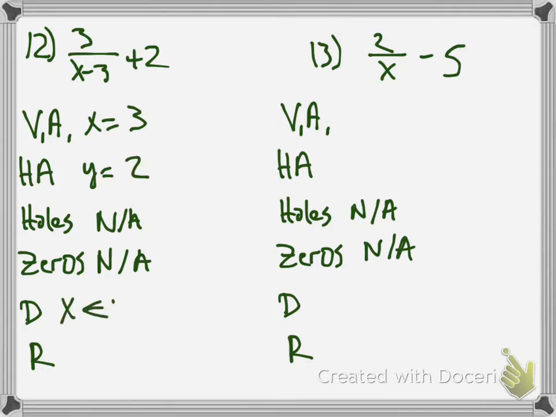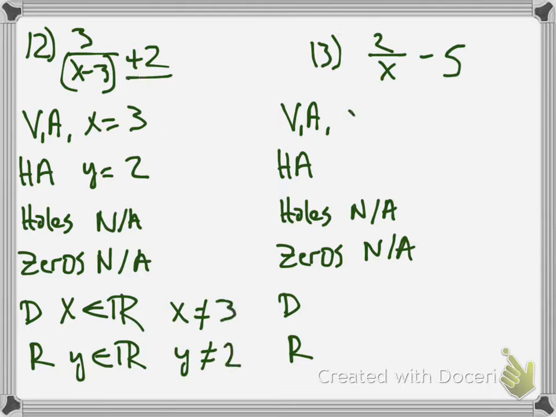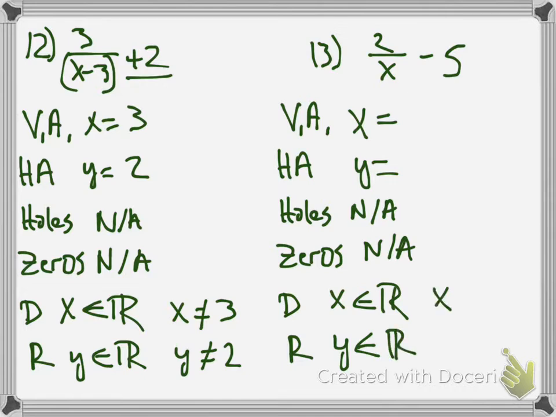Then your domains and ranges are all reals, but again, x won't equal the 3 or the 2 from the vertical and horizontal asymptotes. Now, be careful on number 13. Notice that there's just an x by itself. Since there's no plus or minus with it, we're going to put 0. And the horizontal asymptote would be at negative 5. Again, notice how the domain and range match that.